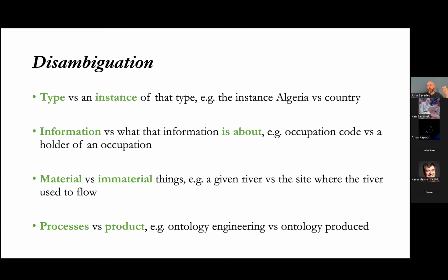How could they be wrong if they were the same thing? I've had to say this. Information versus what it's about is a very common confusion. Material versus immaterial things, where a river was versus the material things that you see in the river, and processes versus product. This is a little joke for you guys. I told you I was funny. Ontology engineering versus the products, the how versus the it.